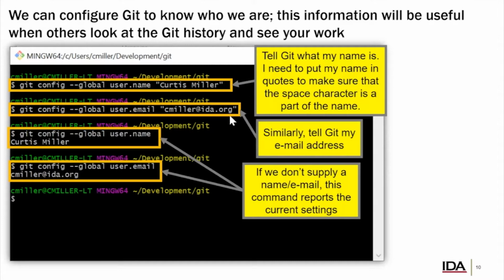The next command is git config global user email cmiller@ida.org. So now I'm telling it my email. This is going to matter later. And if we were to run those two commands but not actually provide it a name or an email, it would just tell us what our current settings are. So it just spits out your name is Curtis Miller, this is your email, this is how you can see what your current settings are. Do this once, ever, or at least for a computer, and you're good to go.